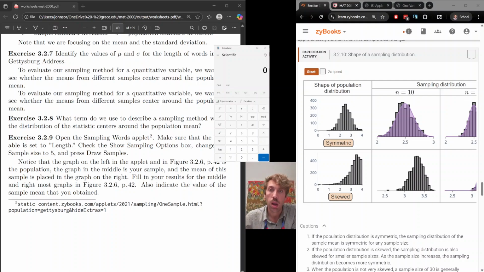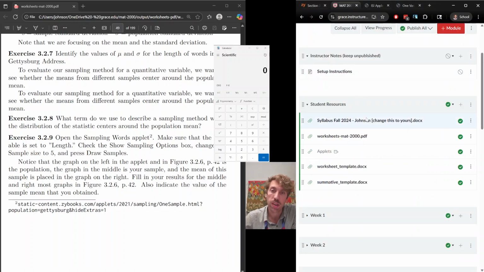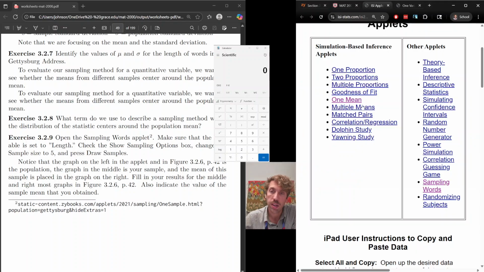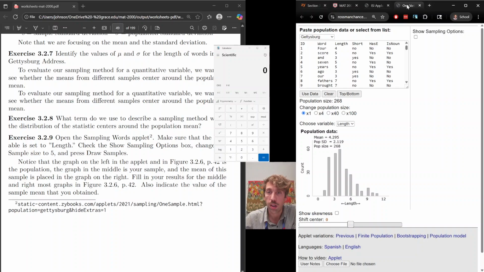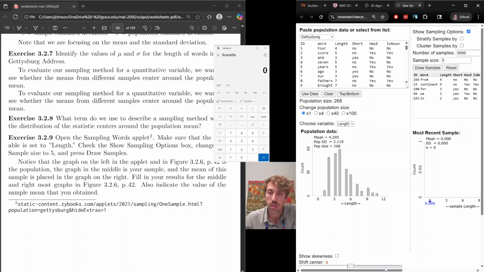So we would find that. One way to find it is on Canvas. Click the applets. That'll take you to here. Click the sampling words because that's the one they're talking about. And when you click on that, you'll end up here. And so then make sure that it's on length. And then we're going to click Show Sampling Options.